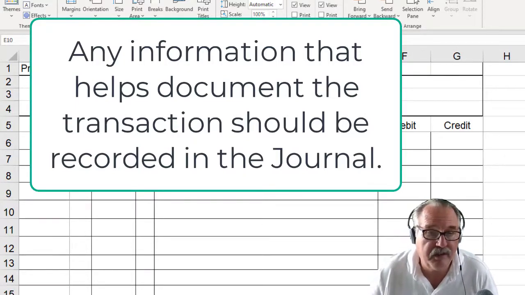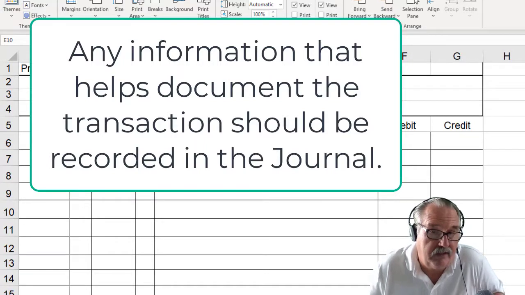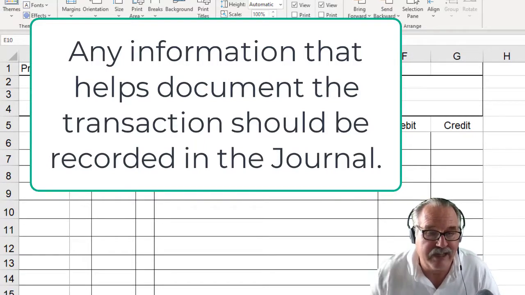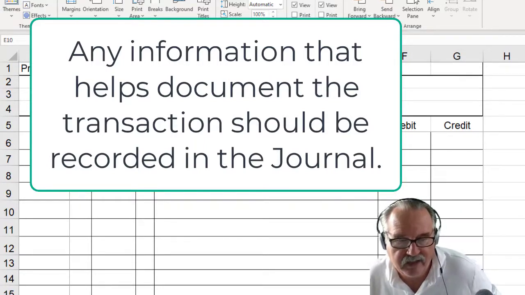I've often put a VIN number. If a company bought a truck, I put the VIN number in the journal. Then they have the VIN number and we know this is the exact truck that we bought on this day.